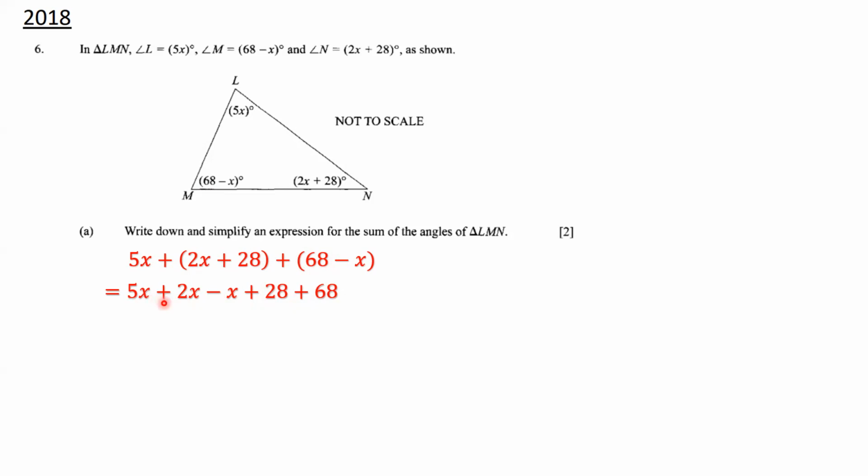Now let's do some simplification. What is 5x plus 2x? Well, that's definitely 7x. So we have 7x minus x plus 28 plus 68. Now what is 7x minus 1x? Well, that's going to be 6x. So it's going to be 6x plus 28 plus 68. Now let's work on the numbers. 28 plus 68 is definitely going to be 96. And so the simplified expression for the sum of the angles in LMN is going to be 6x plus 96. All right. Now let's move on.